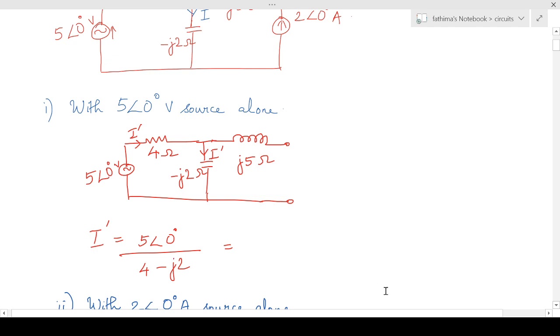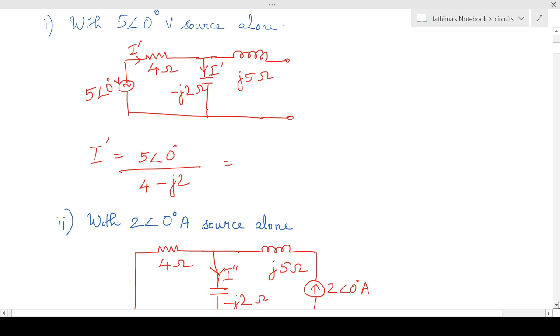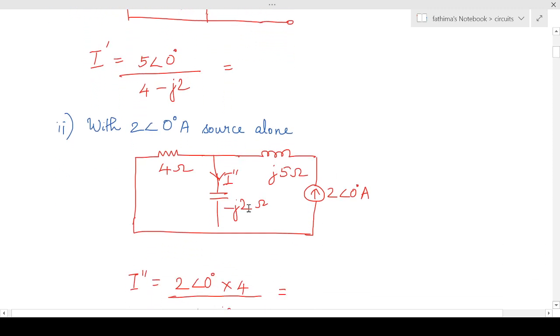Next thing is we have to consider the second source and set the first source, that is the voltage source, equal to 0. So we have set the voltage source that was here, we have set that equal to 0. We have short circuited it. Now we have to calculate the current flowing through J2 ohm. So I have marked that current as I double dash.